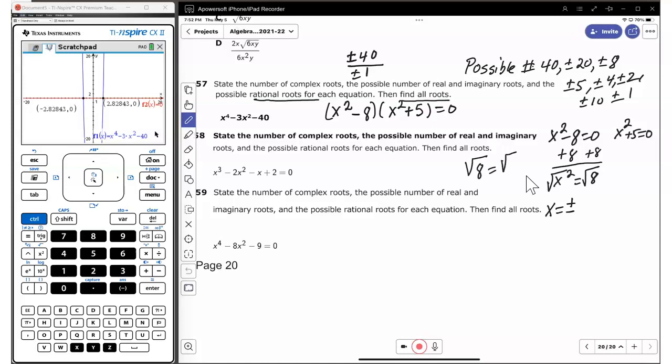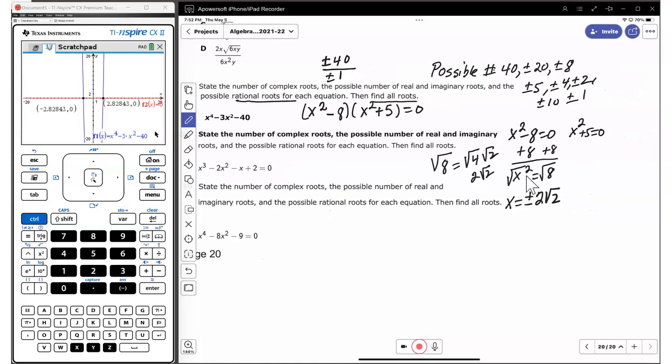This is actually the same thing as saying square root of 4 times square root of 2. So this is actually 2 square root of 2. So plus or minus 2 square root of 2. I'm going to move it a little bit to the left.